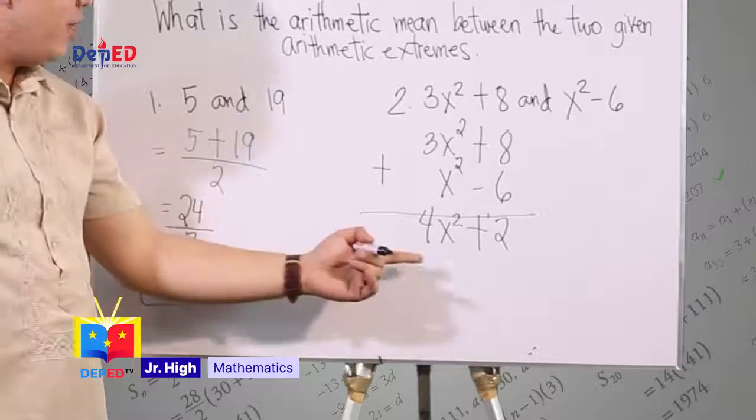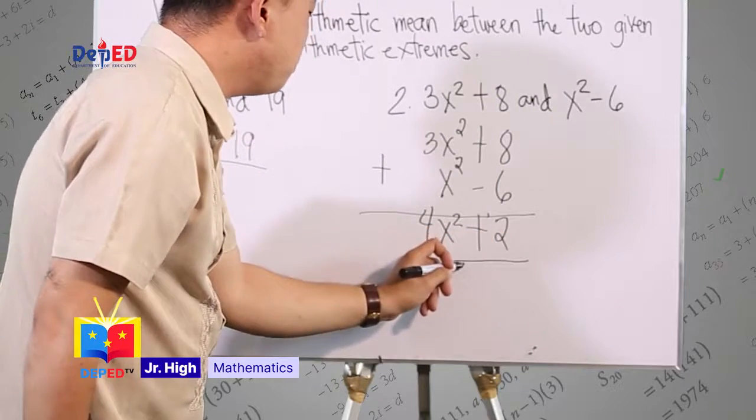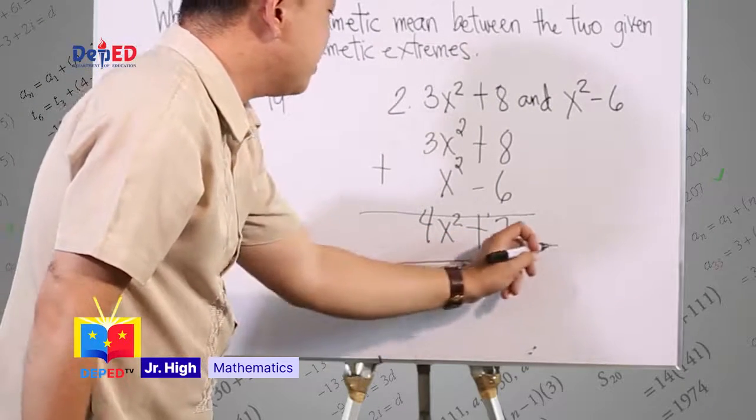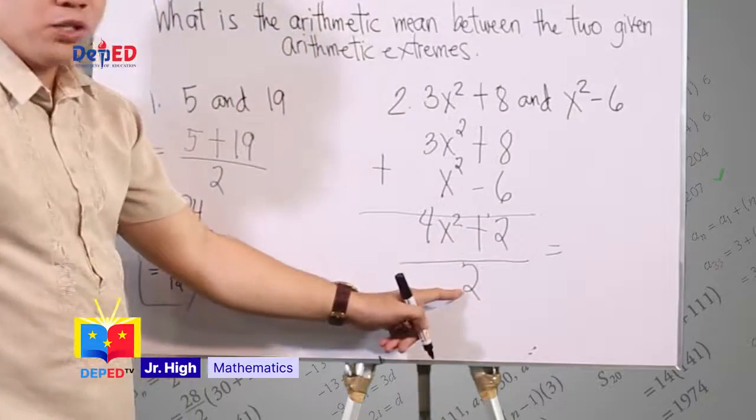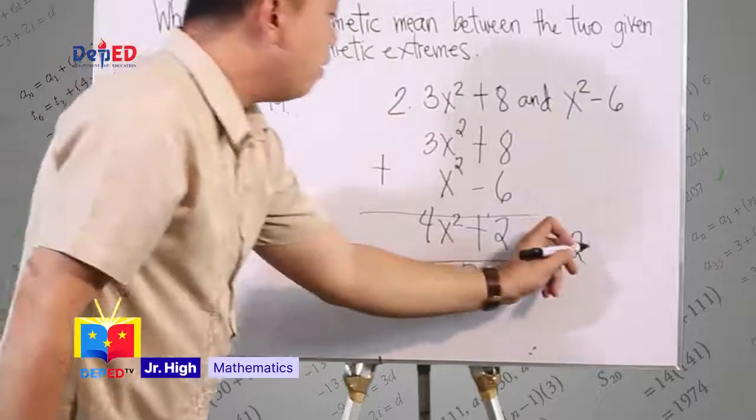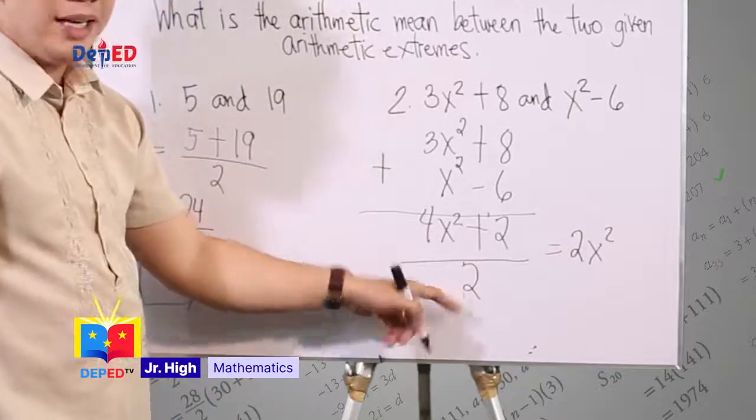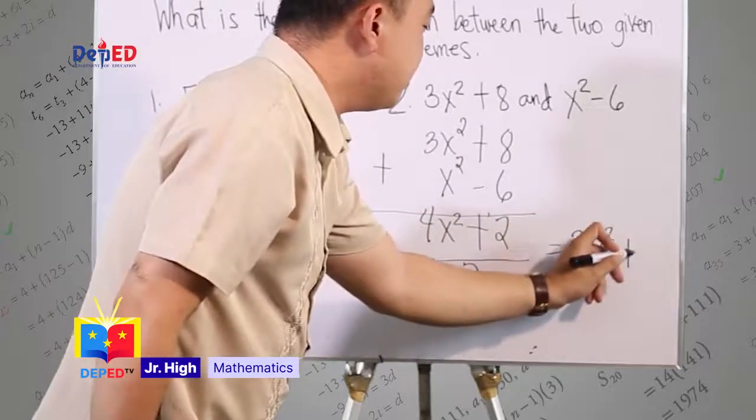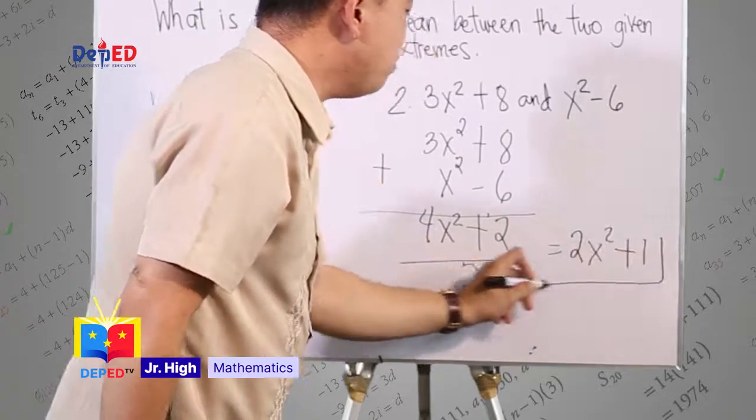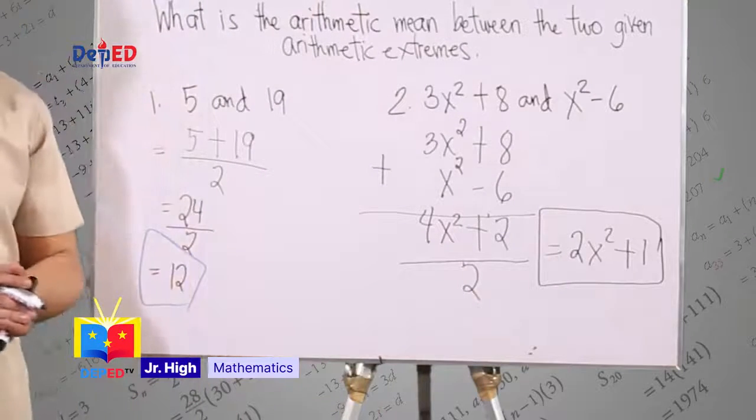No, we will divide this by 2. Dividing this by 2, you will get 4 divided by 2, that is 2. Simply copy this variable and the exponent. 2 divided by 2 is 1. For item number 2, the arithmetic mean is 2x squared plus 1.